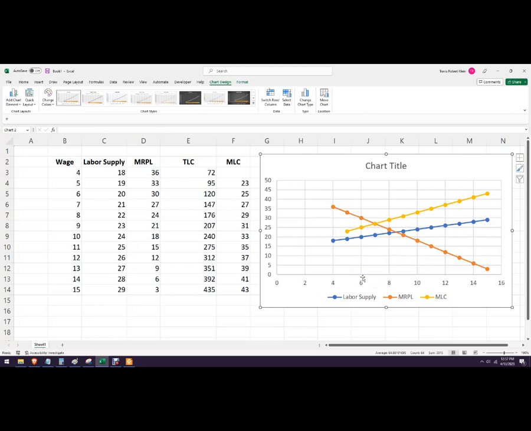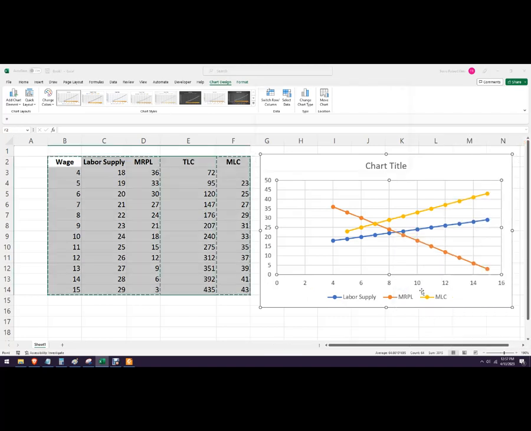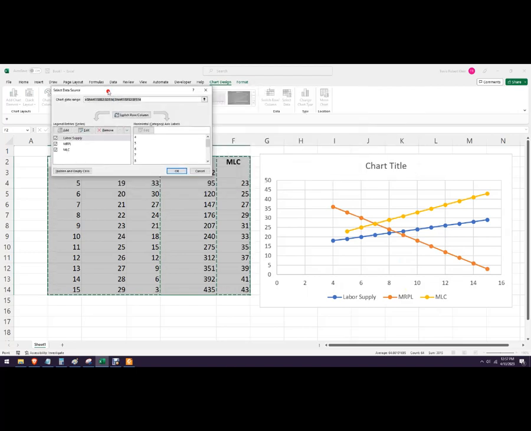Okay. Now this one's actually fine, except the problem is the wages are on the x-axis and the quantities on the y-axis. So I have to flip this around. So I'm going to right-click on this, and I'm going to go to Format Plot Area, and that's not right. So I'm going to right-click, and I'm going to go to Select Data. There you go. Just making sure you're paying attention.